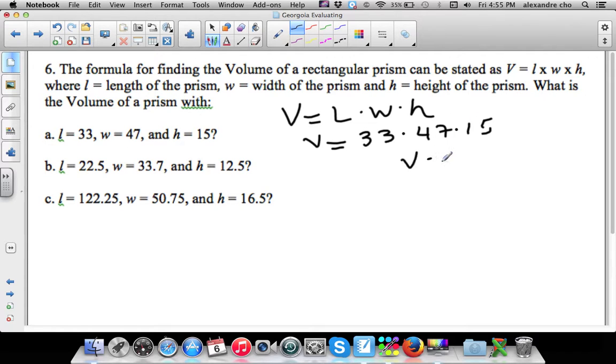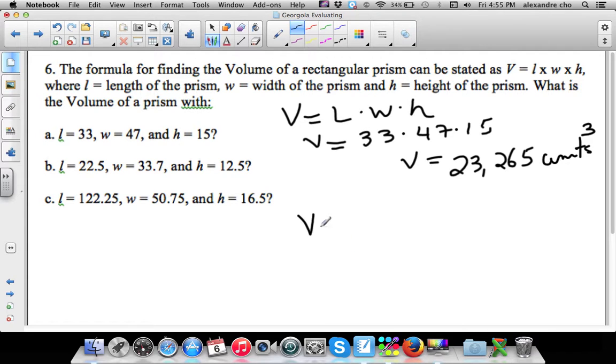Okay, I'm going to actually multiply those numbers out. You get 33 times 47 times 15, and if my calculations are correct, you're going to get 23,265. And there's no unit, so you're going to write just units, because volume is measured in units cubed, to the third power.